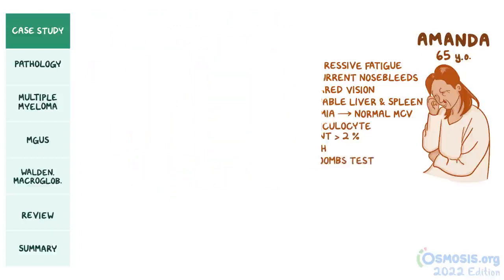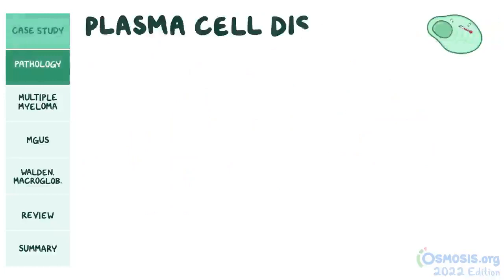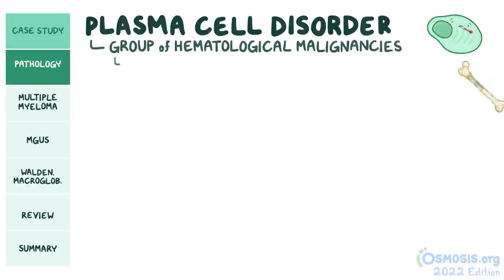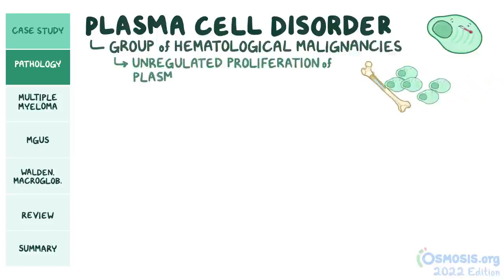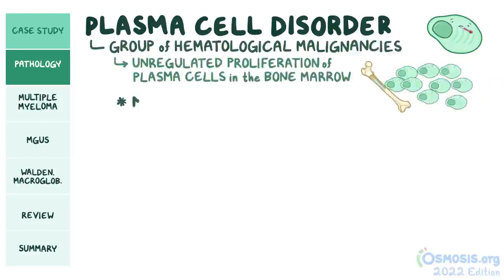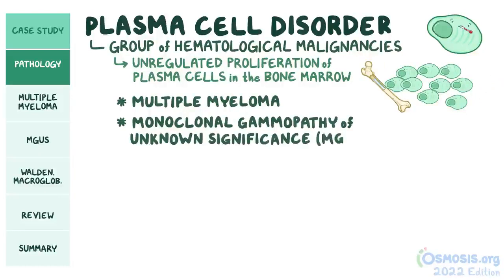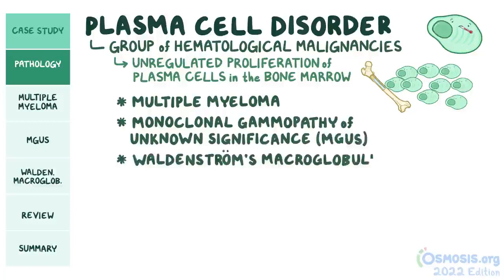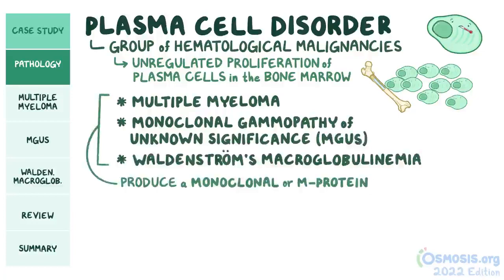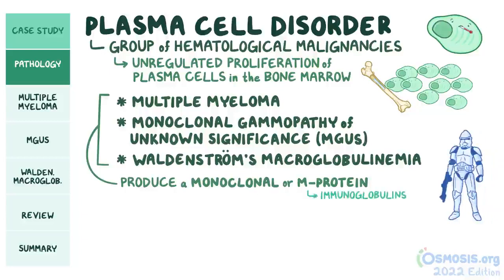Although their symptoms are very different, both Ian and Amanda have a plasma cell disorder. Plasma cell disorders are a group of hematological malignancies that are characterized by unregulated proliferation of plasma cells in the bone marrow. They include multiple myeloma, monoclonal gammopathy of unknown significance, or MGUS, and Waldenstrom's macroglobulinemia. Each of them produces monoclonal or M protein, which is a unique protein of a single type, like a protein clone. Because plasma cells normally make immunoglobulins, it's not surprising that the M proteins produced are also immunoglobulins.